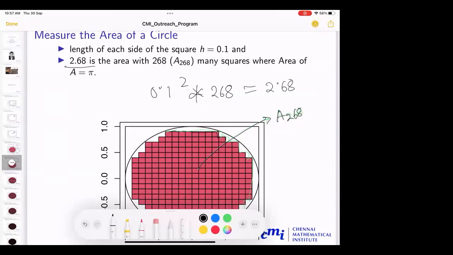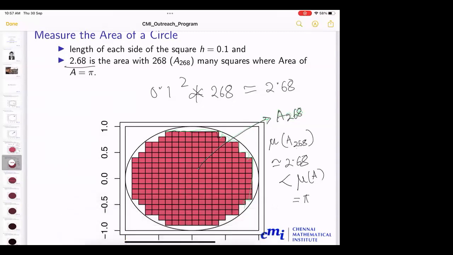Now clearly the area of A268, which is 2.68, is definitely less than the area of the circle, because the entire area is inside the circle. So that means the value of pi is definitely greater than 2.68. Now you understand where I am going.